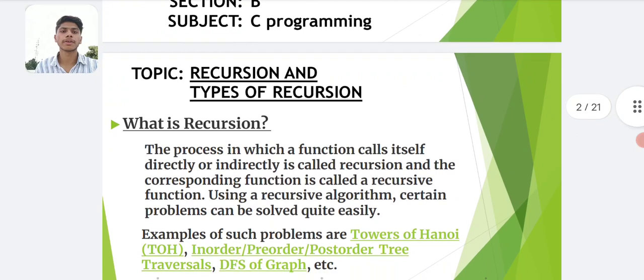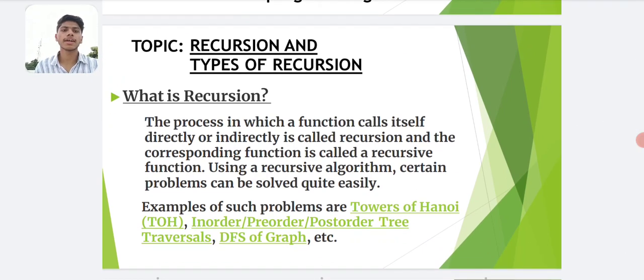So today my topic is recursion and types of recursion. Let's start with what is recursion. The process in which a function calls itself directly or indirectly is called recursion, and the corresponding function is called a recursive function. Using a recursion algorithm, certain problems can be solved quite easily.